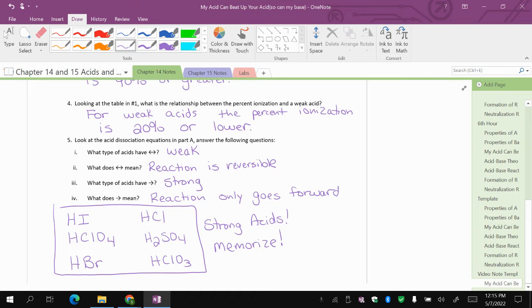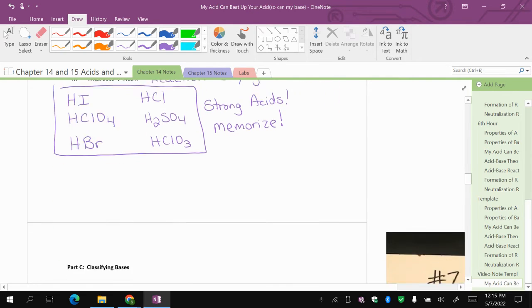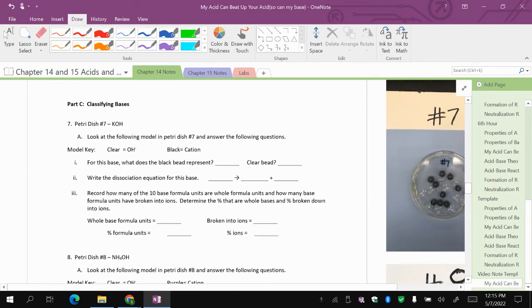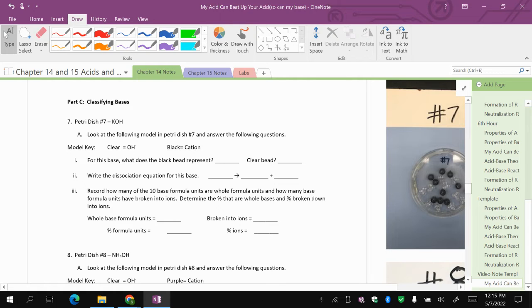And so what we're going to do now is look at bases. So we're going to move on to classifying bases. I have two Petri dishes that we're going to look at to classify bases. For this first base that we're going to look at in Petri dish number 7, potassium is a group 1 metal, and then we have OH. So this is a group 1 metal hydroxide.